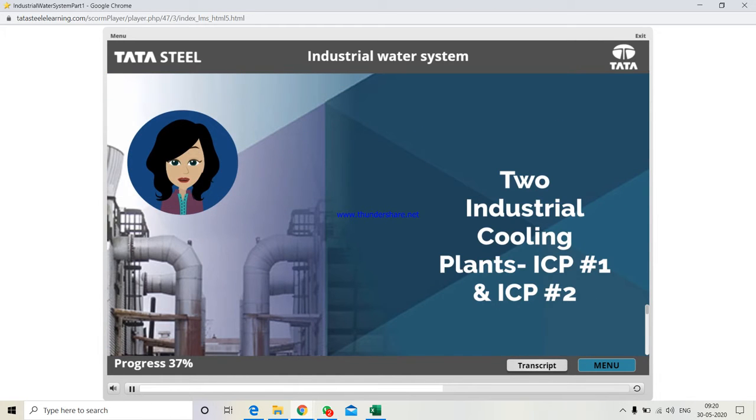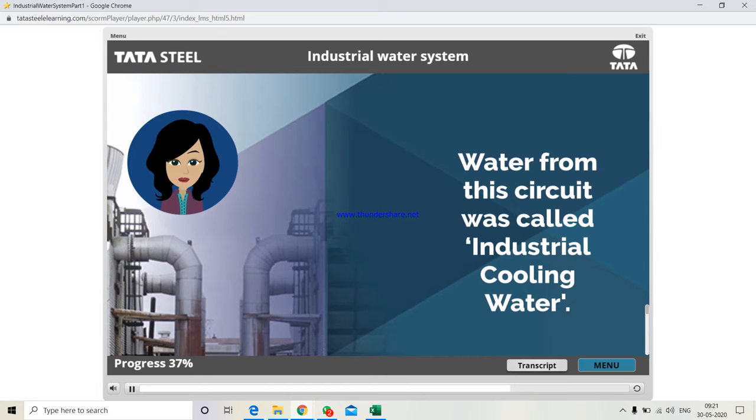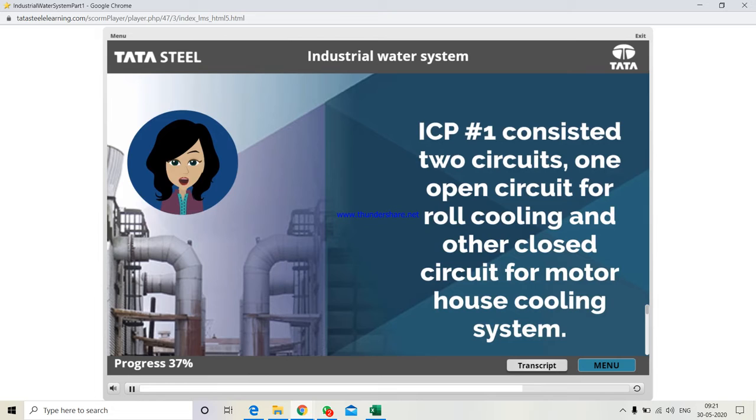Industrial water system consisted of two industrial cooling plants. ICP-1 and ICP-2 came in 3 million ton expansion plan. ICP-1 served rolling mill 2 and MLSM, whereas ICP-2 served F-blast furnace. Water from this circuit was called industrial cooling water.